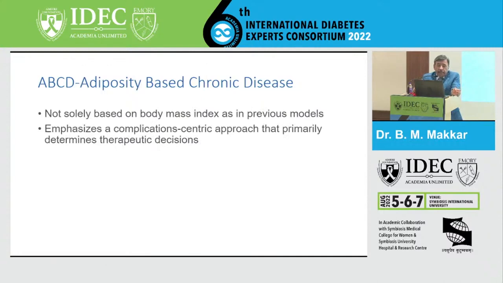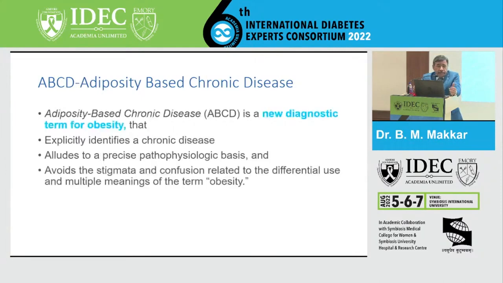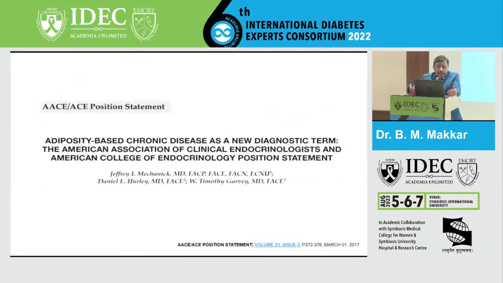So ABCD is the new diagnostic term for obesity that explicitly identifies this as a chronic disease, which is now worldwide done, and alludes to a precise pathophysiological basis and avoids the stigma and confusion related to differential use of multiple meanings of the term obesity. And the first time there was a position statement from ACE and AACE was in 2006, led by Jeffrey Mechanick, who was the president at that time.